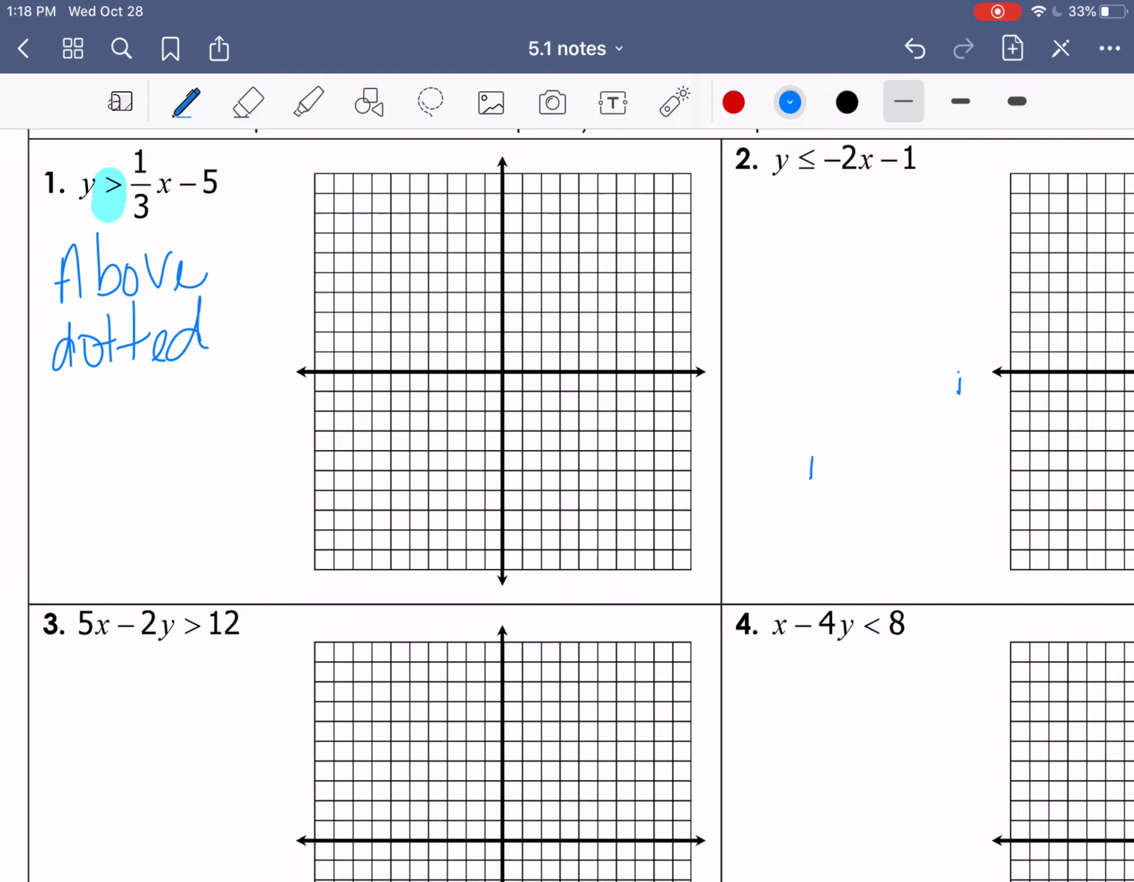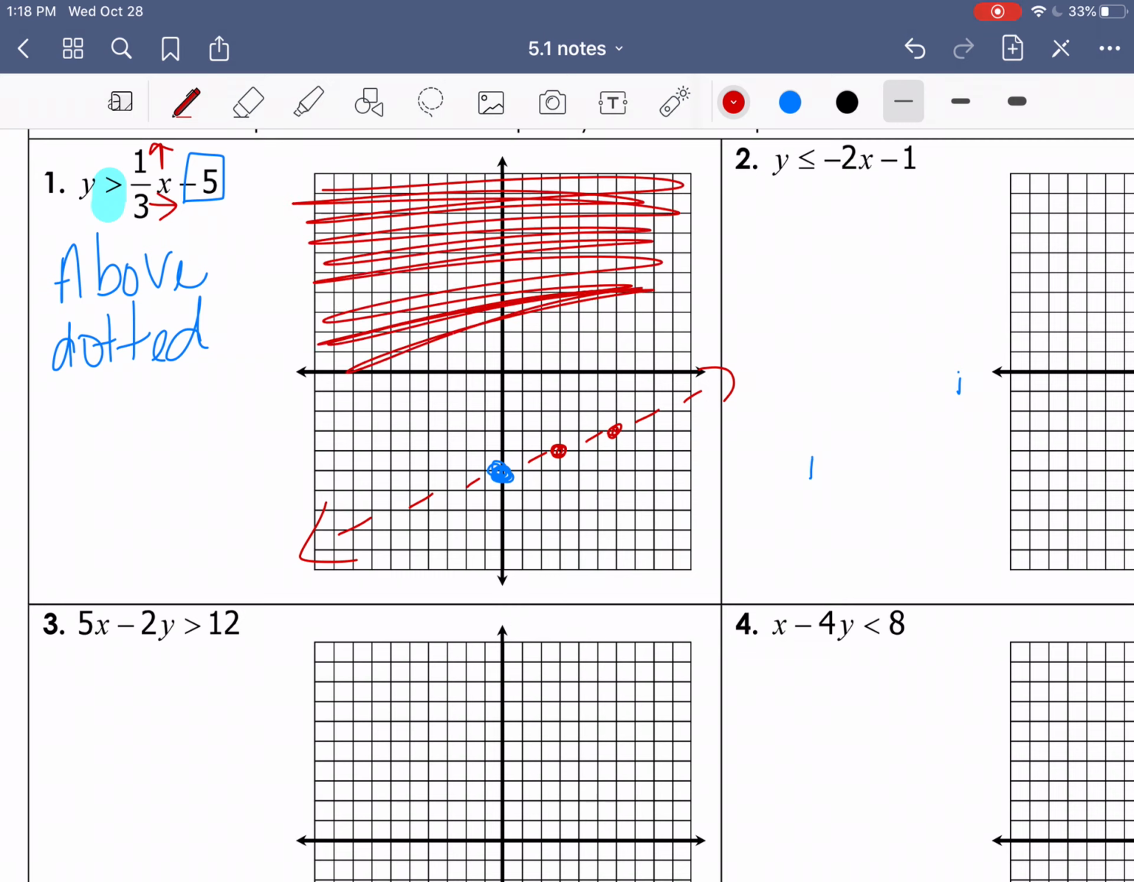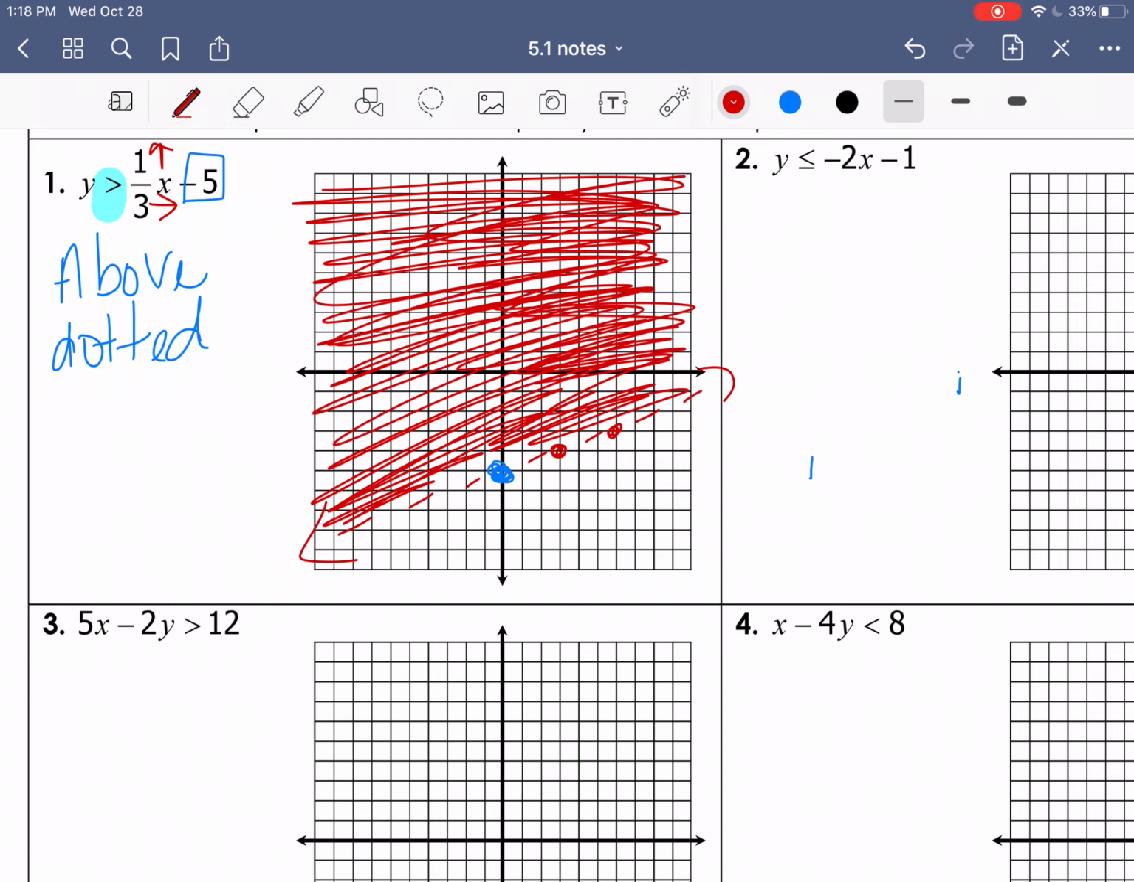So I start at -5. My slope is 1/3, so I'm going up 1 over 3. Already established it's a dotted or dashed line. And again, shaded above. So this lesson is good with highlighters or colored pencils.